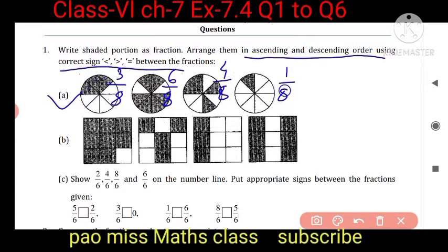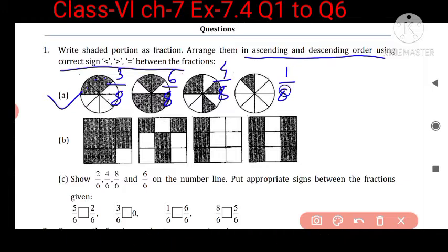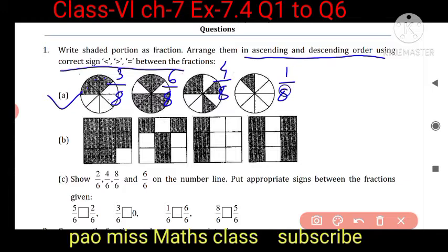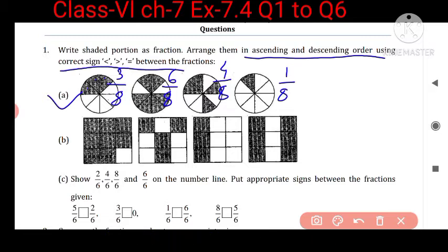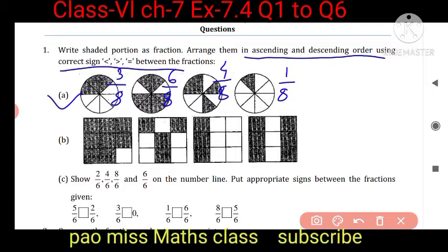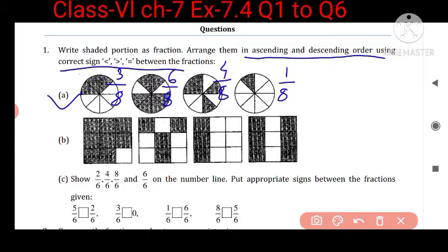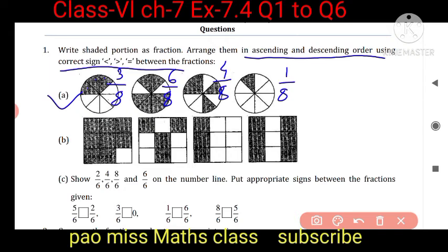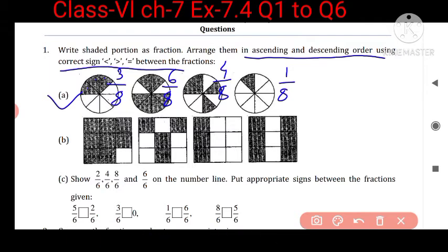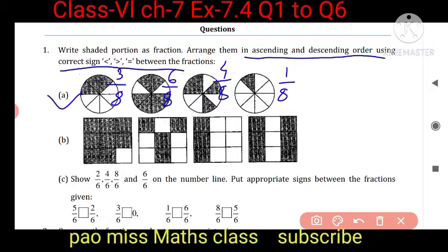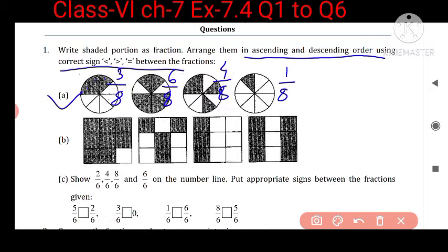Now we have to arrange this in ascending and in descending order. So ascending order means small to big. We can see all the denominators are same. If all the denominators are same, then these are called what? Like terms, isn't it? So in like terms, the smaller numerator will be the smaller fraction and the bigger numerator will be the bigger fraction. So which is smallest here?